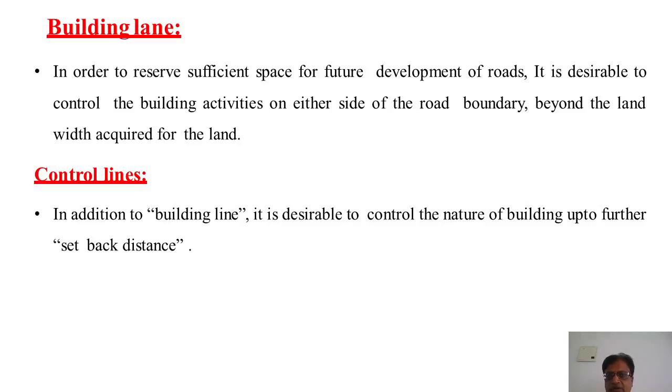This should be avoided because future expansion becomes difficult. Otherwise, all this structure needs to be dismantled again. So, in order to avoid that, you have a demarcation at the site: control line, building line, etc. Building lines are the lines beyond which only your building activity should start, or you can construct the building. Control lines: in addition to the building line, it is desirable to control the nature of building up to further setback distances. Those are called control lines.